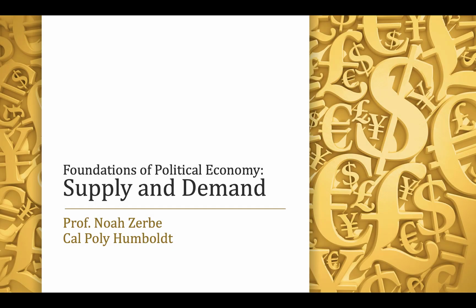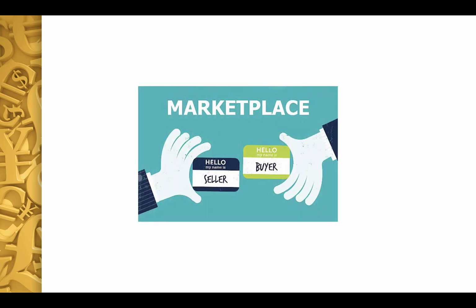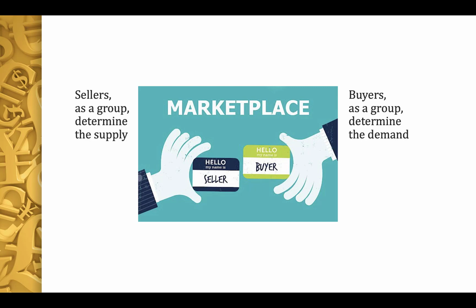In this series, we examine some of the foundational concepts in political economy. In this video, we're going to look at the basic economic concepts of supply and demand. In traditional economics, we normally think of markets as being comprised of buyers and sellers. Buyers as a group determine the demand for an item, and sellers as a group determine the supply.